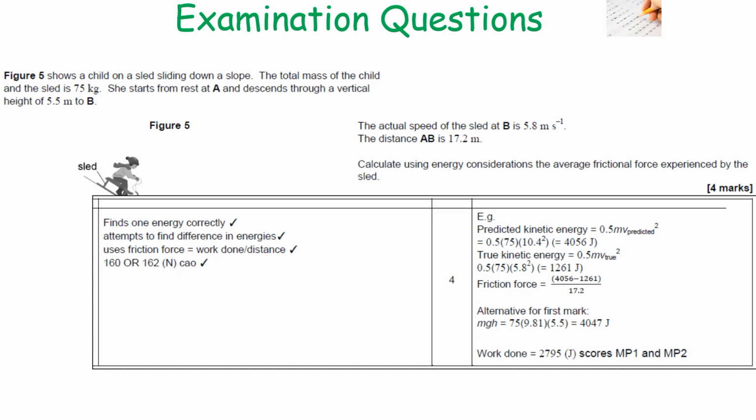We can therefore say force is equal to work done divided by distance or displacement, because we know that work done is force times by displacement. So therefore we can divide that value by 17.2, and that works out our frictional force to be 162 newtons. Now again, it's very important to remember that we can work out the work done due to friction by working out what the kinetic energy should be and subtracting from what the kinetic energy actually is.